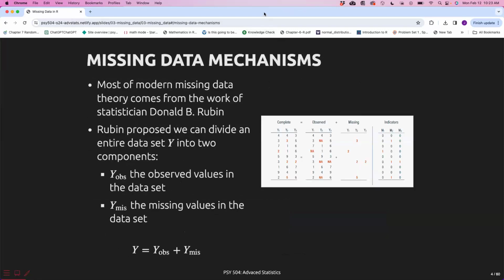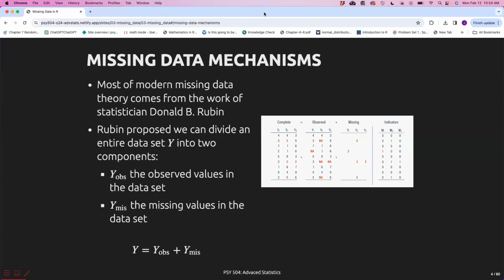So if you've delved into the missing data literature, you've probably encountered the name Donald Rubin. Ari presented a picture of him on Zoom, I would assume, which is amazing. He's done a lot of the foundational work in missing data theory, and a lot of what we know about missing data mechanisms has come from his work.